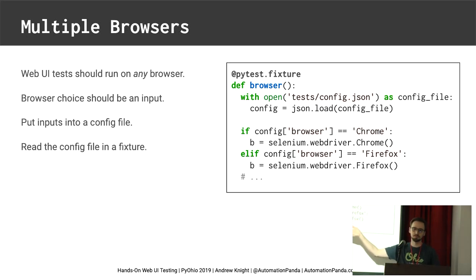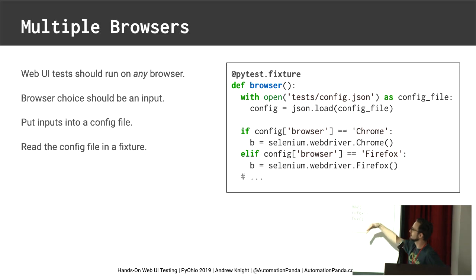First of all, the multiple browser problem. We were just chatting about that, right? Web UI tests in theory should run on any browser. The browser choice itself should be an input to your automation system. You don't want to hard code browser choices. My recommendation, put them in a config file, along with any other inputs you need, like usernames, passwords, secrets, those kinds of things. I like to use JSON. Why? Because it's a one-line call in Python to load a JSON file into a dictionary. Beautiful. And you get hierarchy, right?